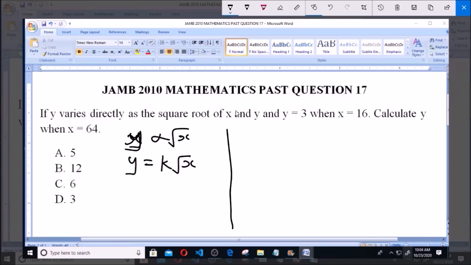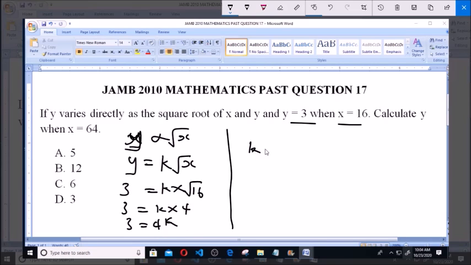Now when y is 3 and x equals to 16, we're using this information here to find the formula, or the equation connecting y and x. So we're looking for the value of k when y equals to 3 and x equals to 16, k multiplied by root 16. We have that 3 is equals to k multiplied by 4. So 3 is equals to 4k. Dividing both sides by 4, which is the coefficient of k, we have that k is equals to 3 over 4.